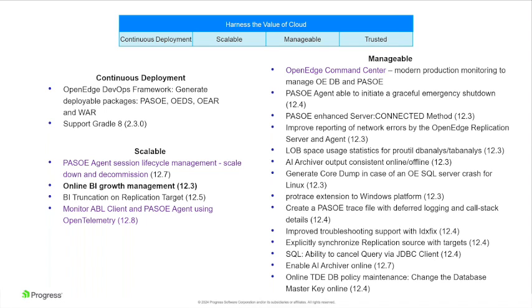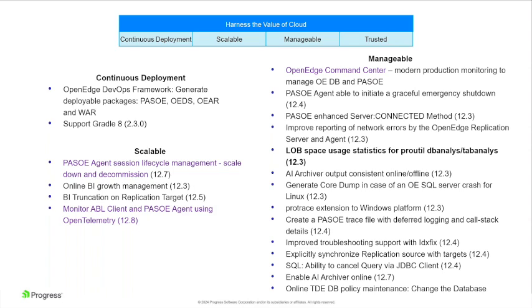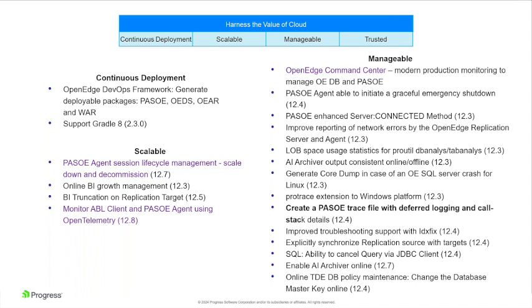In the scalable area, we now have online BI growth management on the database. And then on the manageable side, we have the PASOE agent is able to initiate a graceful emergency shutdown, in addition to the scale down activity that we mentioned earlier. On the database, where we have the DB analysis and tab analysis commands, we now provide also the space usage statistics for LOBs, large objects. That's been missing, and that has been asked for several years. We have the ability with PASOE to create a trace file with deferred logging and call stack details.